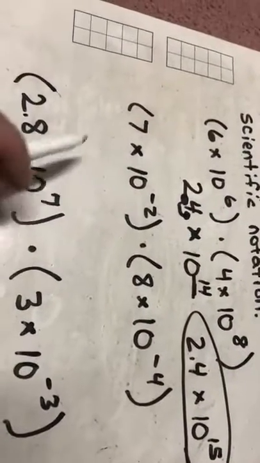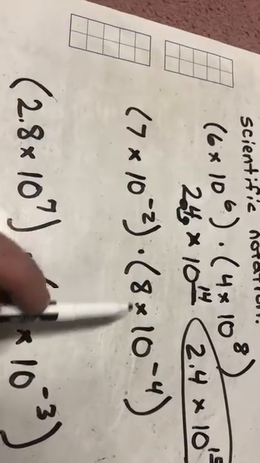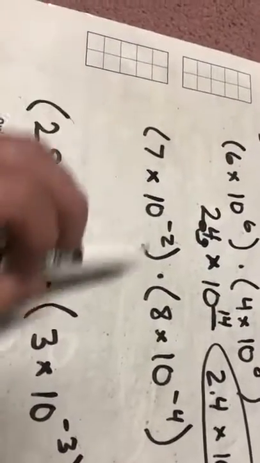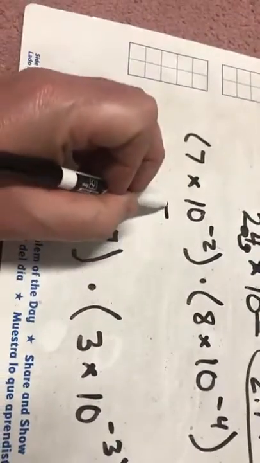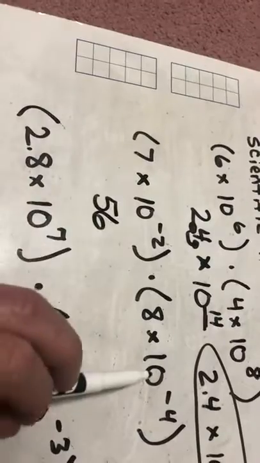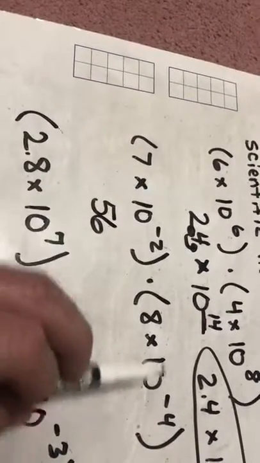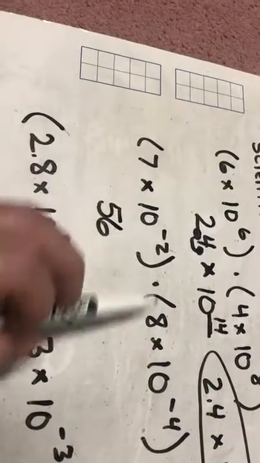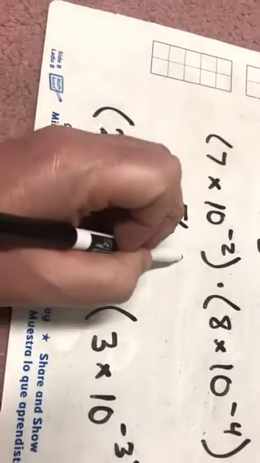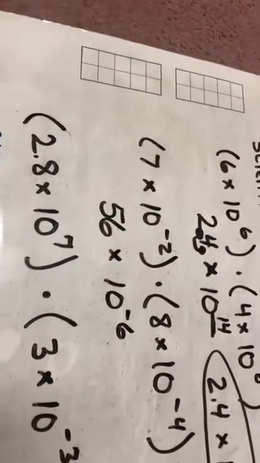Let's look at another one. 7 times 10 to the power of negative 2 times 8 times 10 to the power of negative 4. Well, once again, I'm going to start with 7 times 8. I know that 7 times 8 is 56. I have two negative exponents, base number 10, so I can just add the exponents. Negative 2 plus negative 4 is negative 6. So this is going to become times 10 to the power of negative 6.